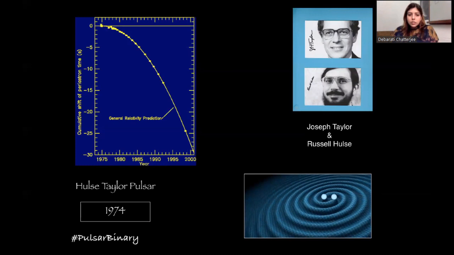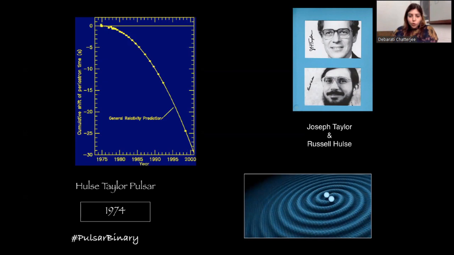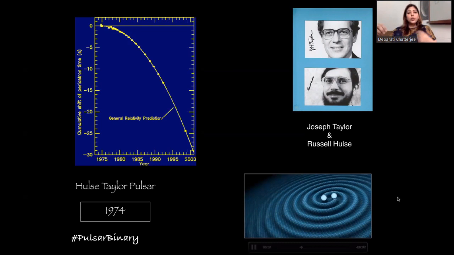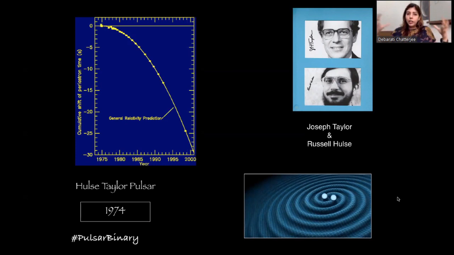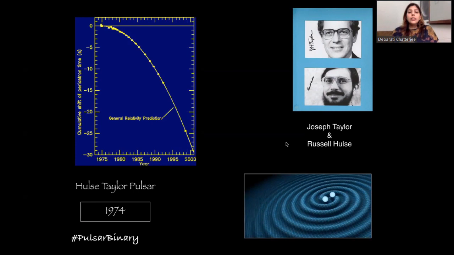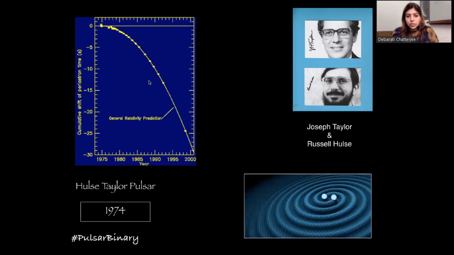The first observation of neutron stars in a binary happened back in 1974, when Joseph Taylor and Russell Hulse indirectly measured the spin down of a neutron star binary. Basically, when these neutron stars go around each other, they approach each other, giving off gravitational waves, getting closer and closer until they finally merge. They measured how the orbit shrinks and compared it with general relativistic calculations that you see on the left. And this exactly matched the calculations.